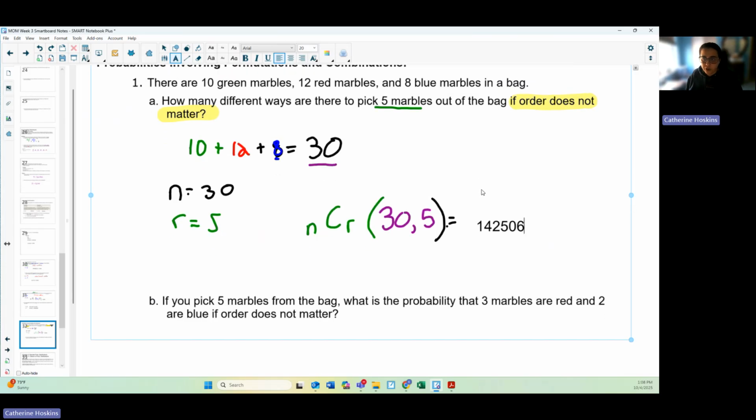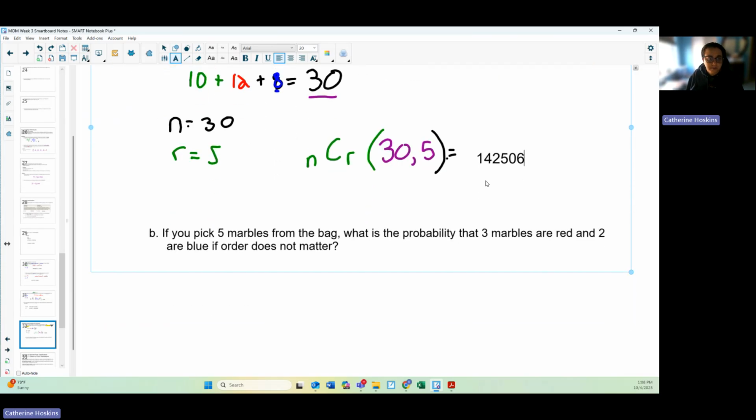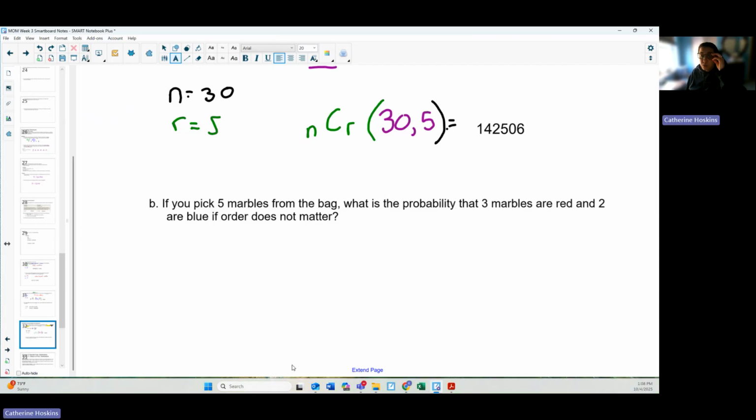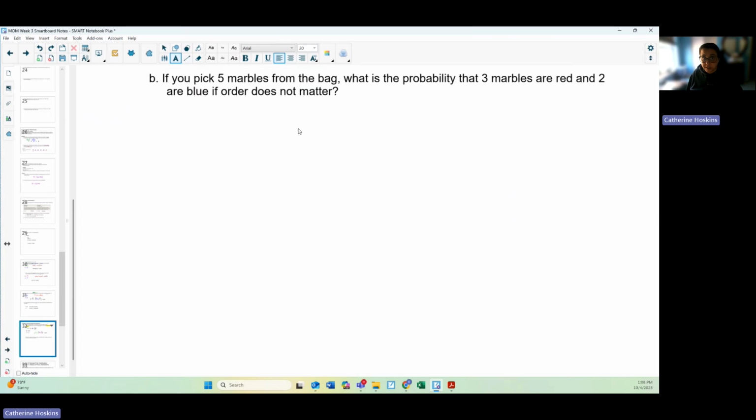142,506 different ways to pick those marbles. So now they want to know, if we do pick 5 marbles out of the bag, what is the probability that 3 of those marbles are red and 2 of the marbles are blue if order does not matter? So we need to go back to a lot of our rules of probabilities.